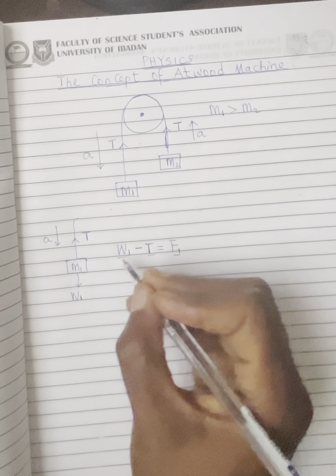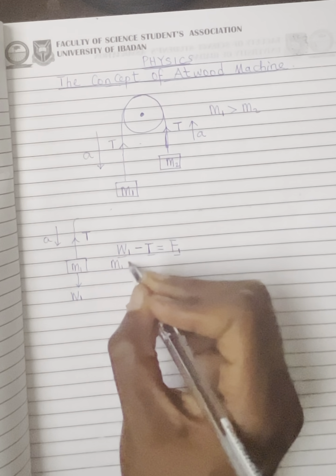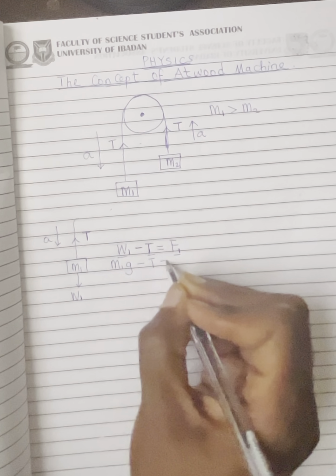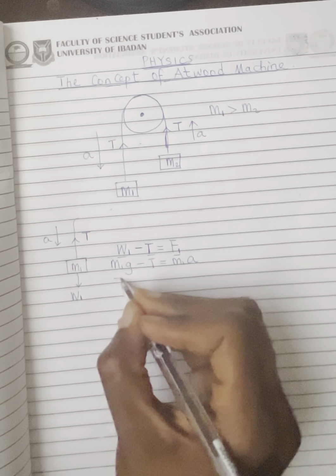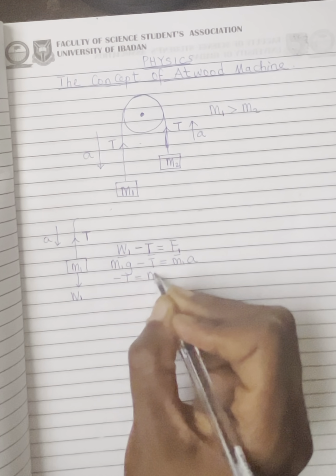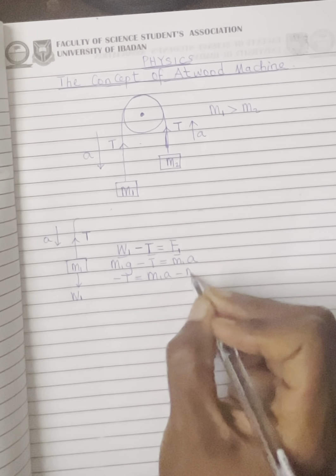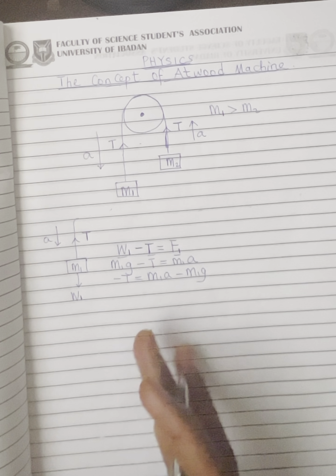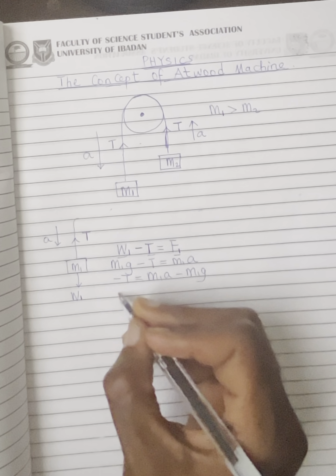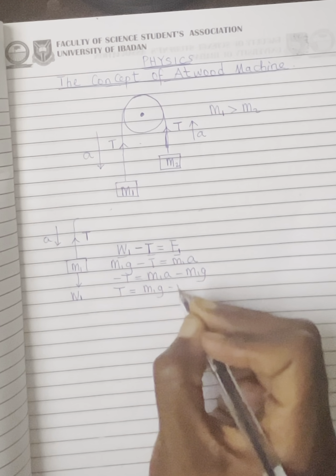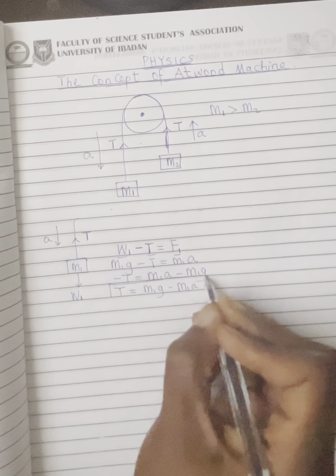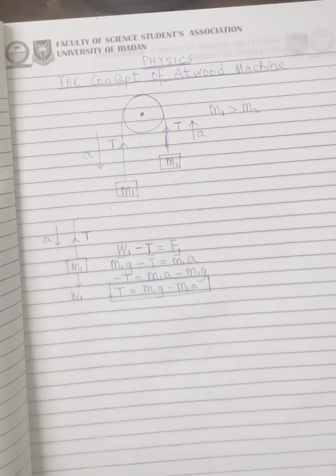So I can say M1G minus T equals M1A. And I can say minus T equals M1A minus M1G. If I multiply both sides by minus 1, I'm going to have T equals M1G minus M1A. And this is the first equation for the free body diagram of M1.